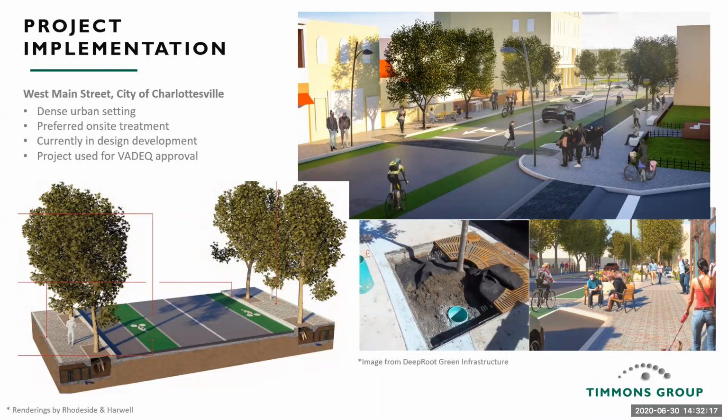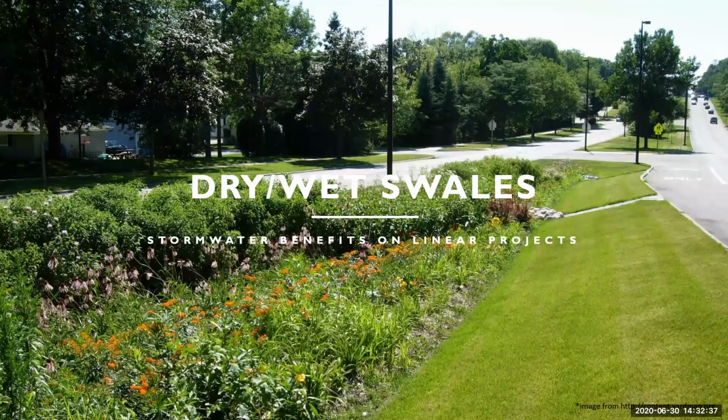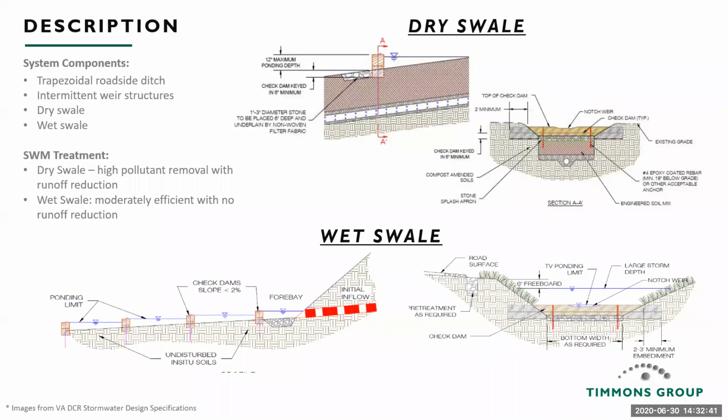This project is currently in design development, so you can see what it would look like in a cutaway view in the lower left-hand corner. And this is a practice. The project was actually used to show how you can demonstrate stormwater compliance as part of Virginia DEQ approval of this product. Moving on to the next BMP, dry and wet swales.